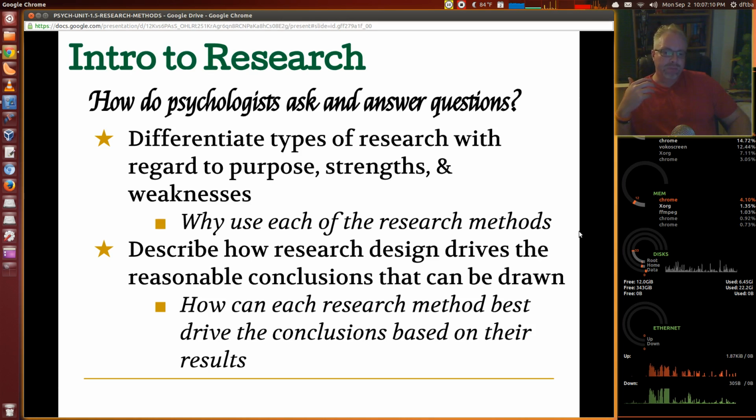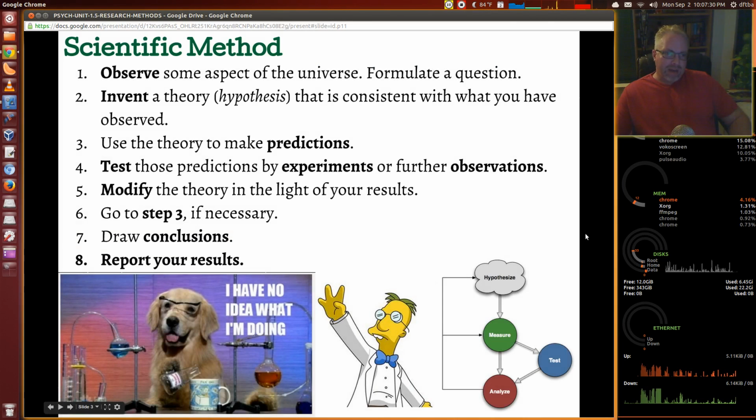So by designing a type of research or a type of experiment, is that going to get at the best answer? And how can each research method best drive conclusions based on their results? So that's basically what we're looking at here.